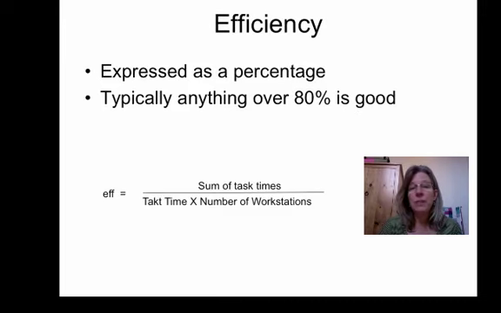So the way we do this calculation is it's expressed as a percentage, and anything over 80% is a pretty good number. What we're doing here is taking the sum of all tasks, which is all the work time required, divided by the work available. So this is the work required, and the work available is the number of workstations times the task time. Because if we have 5 workers and they're working all the time, then that's the required amount.